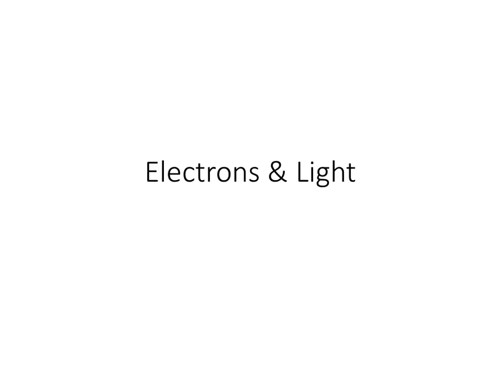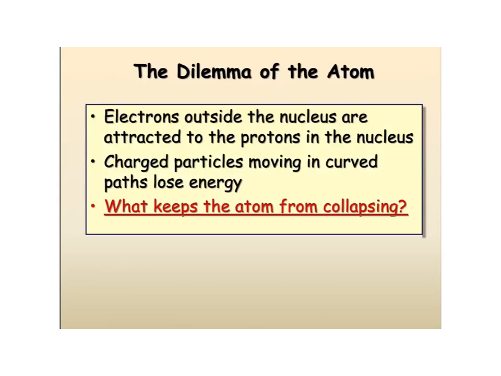Right, in this podcast, we're going to talk about electrons and light. So there's this dilemma of the atom that electrons are outside the nucleus. They're attracted, they're negatively charged. They're attracted to the protons, which are positively charged in the nucleus.